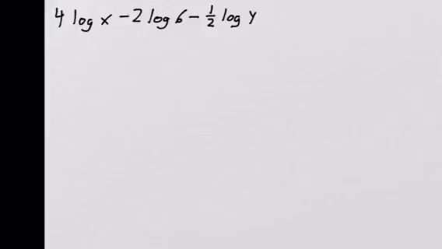So the first thing I'm going to do with all 3 of these statements is go ahead and use the power rule to bring that number out in front of the logarithm inside as an exponent. So we have log of x to the 4th minus log of 6 squared minus log of y to the 1/2.